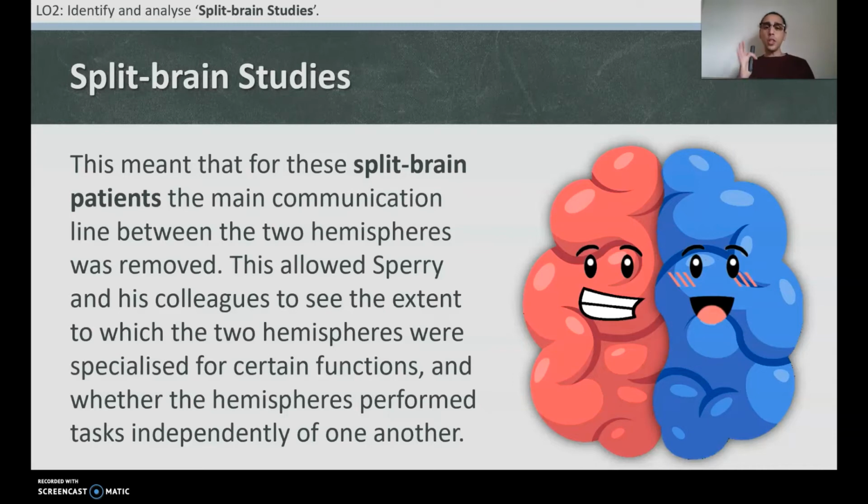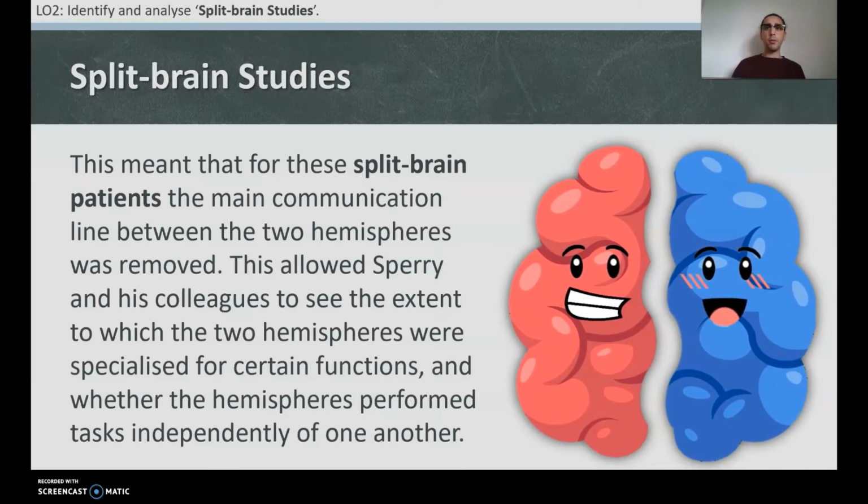So, because the two hemispheres, the left and the right, cannot communicate anymore because they've physically been separated from each other, how will they perform certain tasks? Will they continue to perform the task independently, or will there be some issues? So they separated.